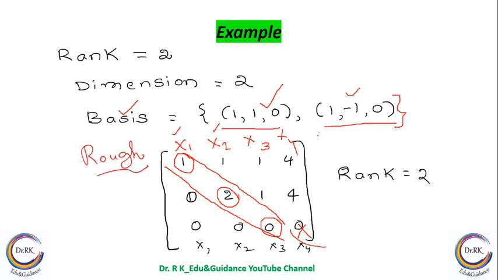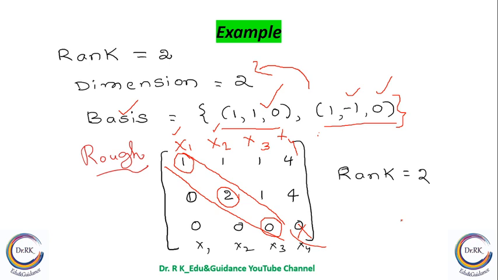That is the set consisting of linearly independent vectors. These 2 are linearly independent vectors. Now how many linearly independent vectors are there? 2. Therefore the dimension is 2. So this is how we find the basis as well as the dimension.